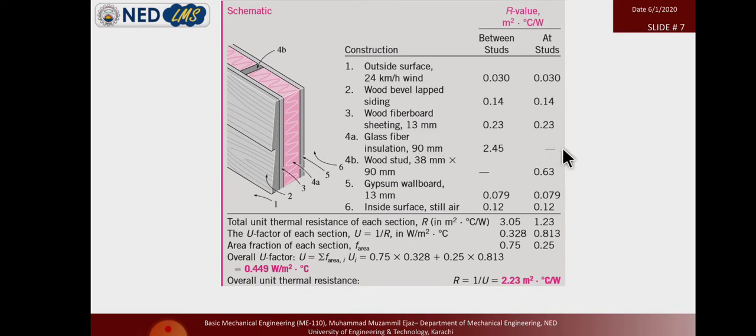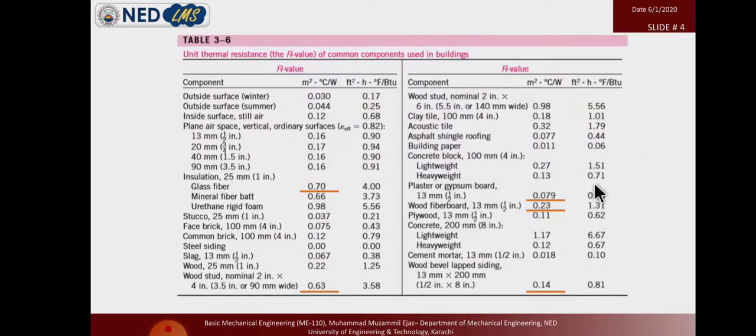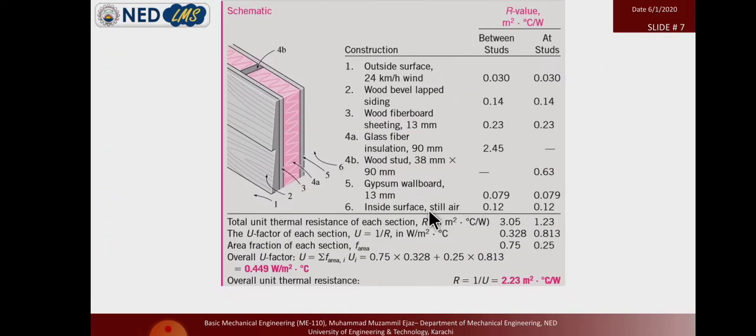So at the stud, between the stud, we just write nil, because there will be no insulation between the glass fiber portion. When we are talking about the wood stud, there will be no glass fiber, but the wood stud resistance value is 0.63. Wood stud 2 inch, the same wood stud is all over here, 13 millimeter by 90 millimeter, so we take value 0.63.